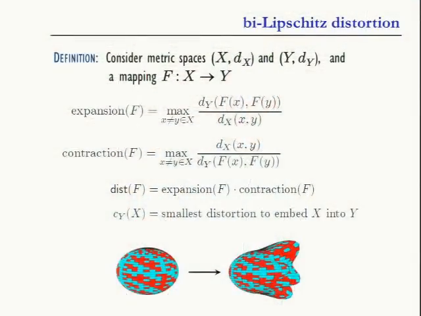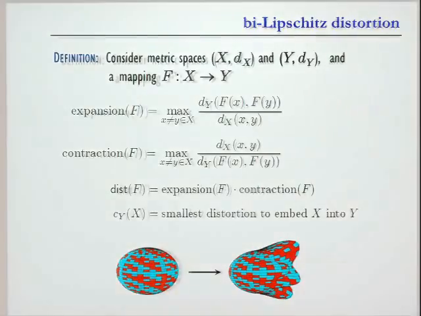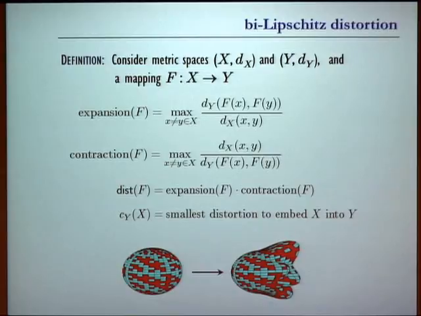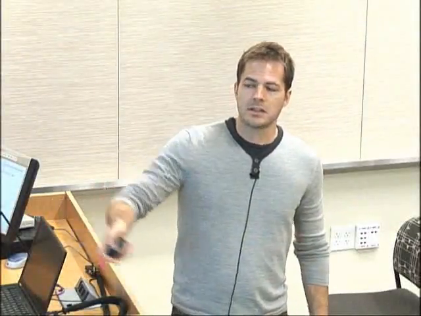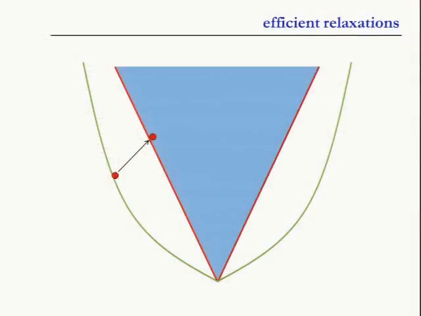And this notation won't actually be used except in one place, so it's not so important. But C sub Y of X is the smallest distortion with which we can embed X into Y. So we look at all the ways to embed X into Y. The one which induces the smallest distortion gives us C sub Y of X. Okay, so this is one kind of notion for comparing two spaces. We have two metric spaces. We can ask what's the distortion between them. And this wasn't all for naught.